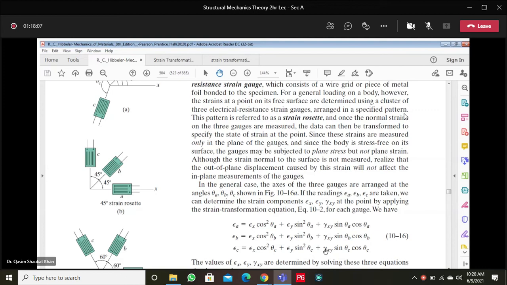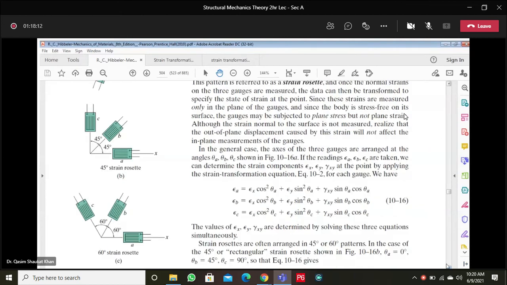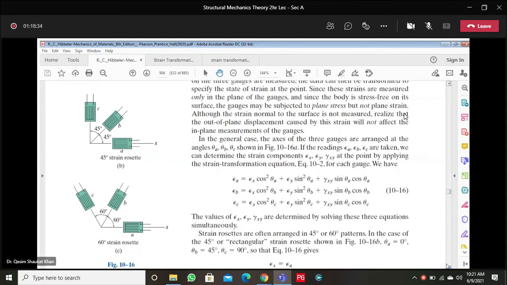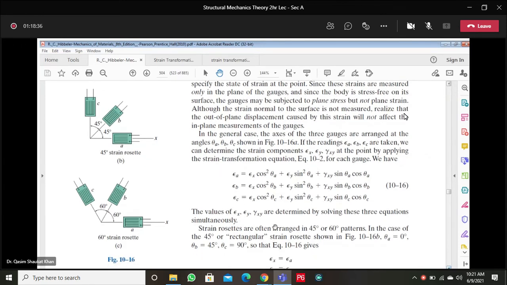Fine. So let's move further. Any questions? No questions? Okay. Then the values of epsilon x, epsilon y, gamma xy, which is our plane state of strain, can be determined by solving these three equations simultaneously.